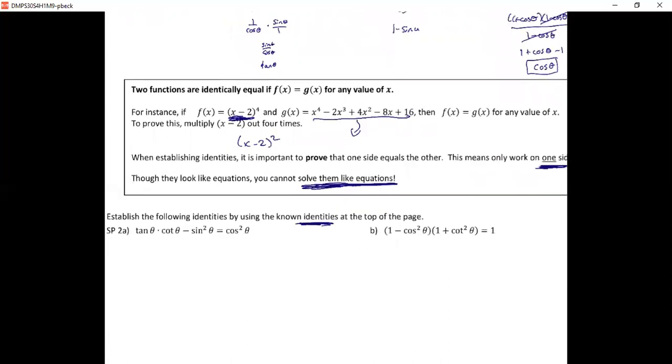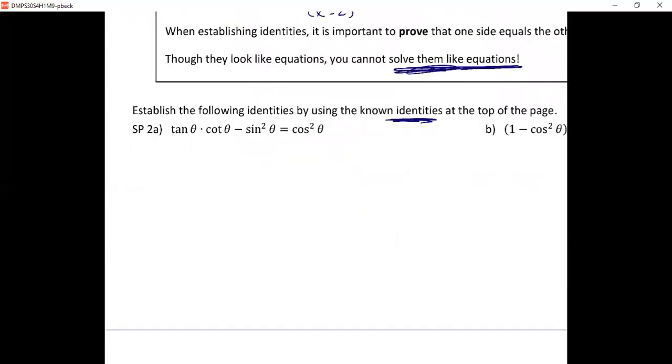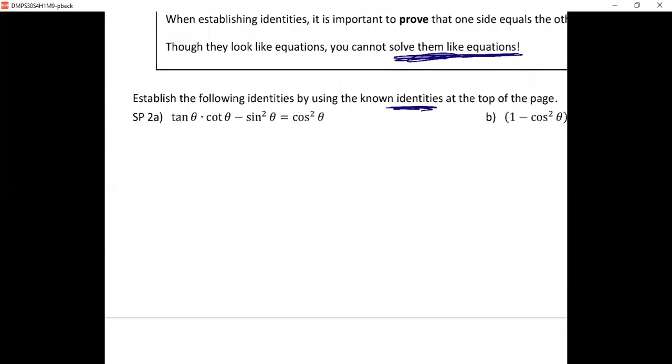So let's do this. If I have tangent times cotangent minus sine squared equals cosine squared, one of the approaches I take to these problems is I say, which side is the more difficult side? Because the more difficult side is the one that we could reduce to the simpler side. It's a lot harder to take an easy thing and make it more complicated. It's a lot easier to take complicated things and break them down slowly into something easier. In fact, that's a great life skill for you.